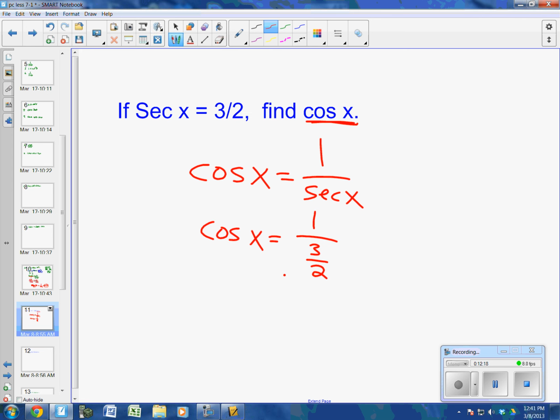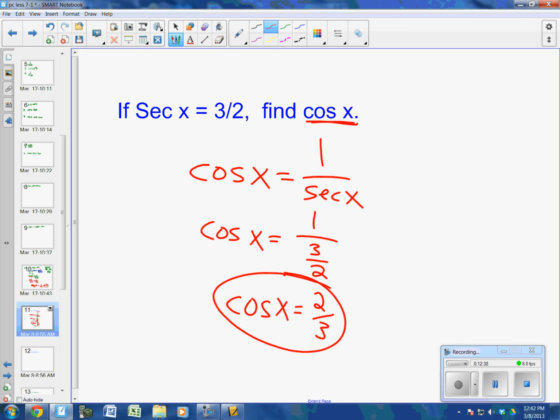This is what you were talking about, Sean. 1 divided by 3/2. What is that? Yeah. So the reciprocal of 3/2 is 2/3, times 1 is 2/3. So there you go. There's your answer. Want to know what the cosine is? There it is.